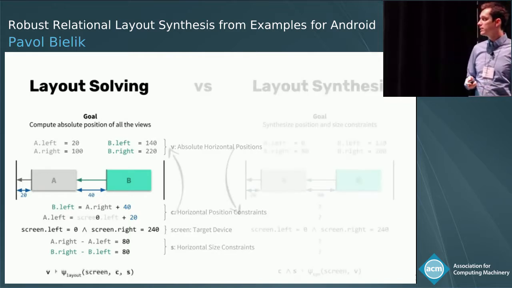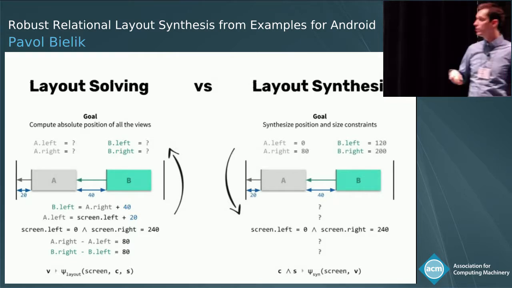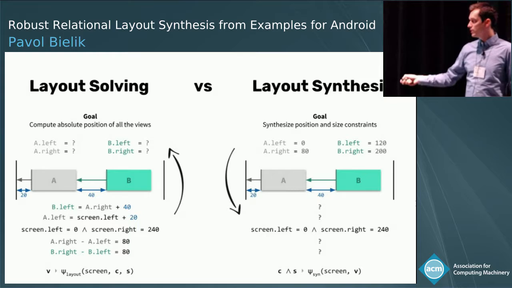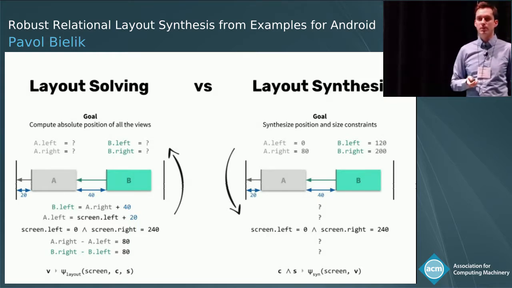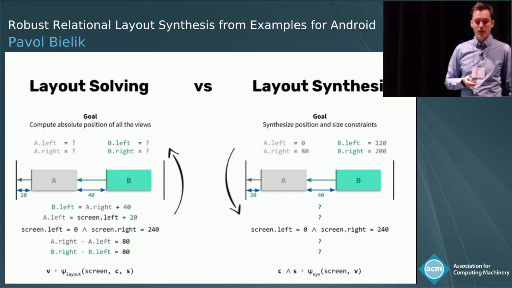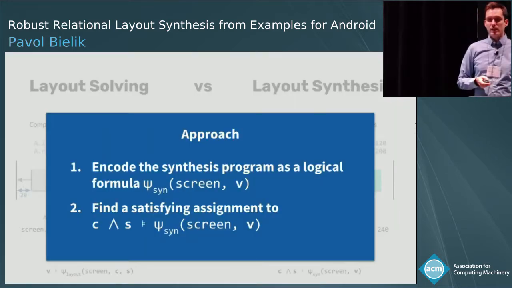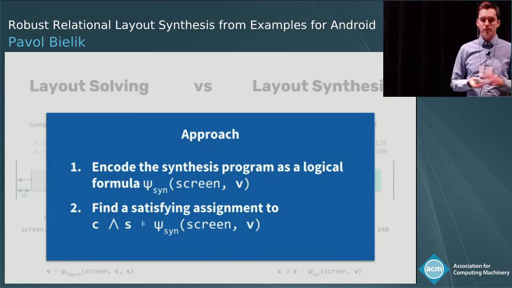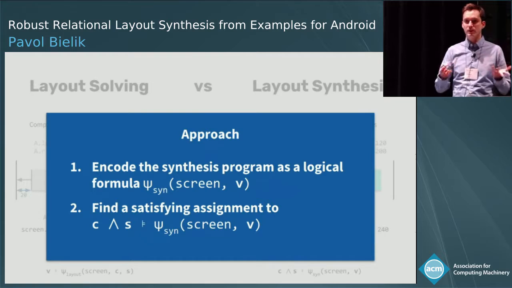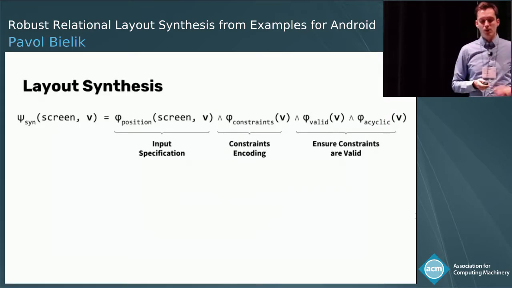Now the goal of the synthesis is exactly the reverse, right? If the user gives us the absolute positions, what are all the constraints that we should write here, such that if we solve for them, we would get the numbers that the user wanted? The way we can solve this problem is by encoding the synthesis problem as a logical formula. Then we solve the logical formula, and the solution to this will tell us what the constraints are and what the sizes are.